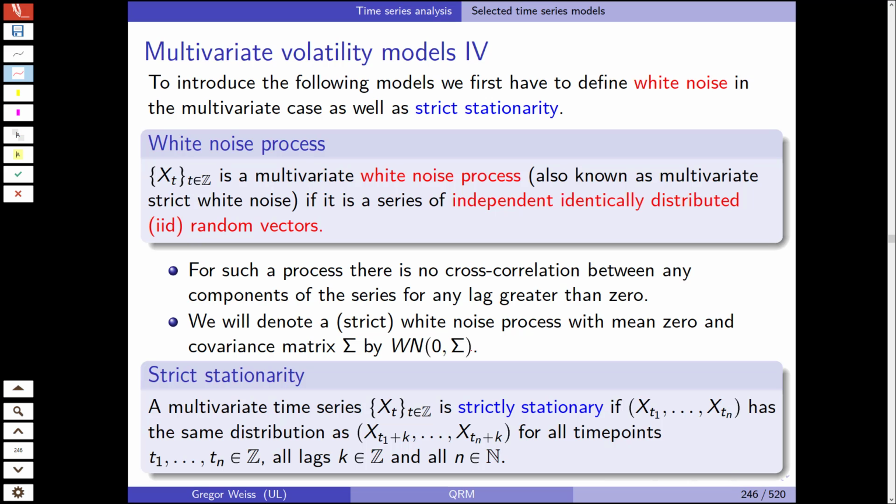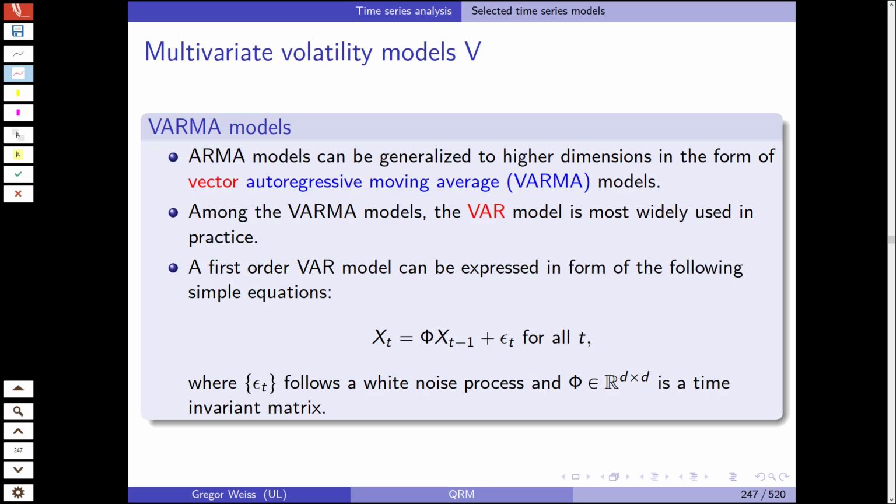Now, strict stationarity in the multivariate context of this time series xt: we call this strictly stationary if (xt1, xt2, up until xtn) has the same distribution as (xt1 plus k, until xtn plus k), again for all lags k, elements of the whole numbers, and all n, natural numbers, for all time points. If the distribution of xt is the same as this time series simply lagged by k time points, then we call this multivariate time series strictly stationary.